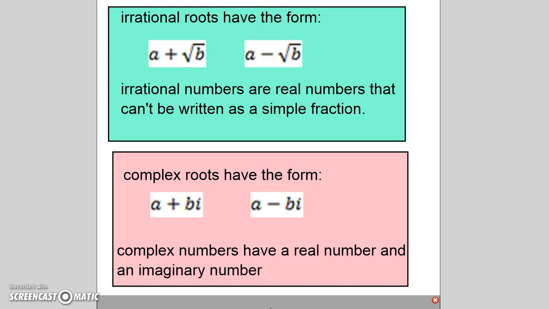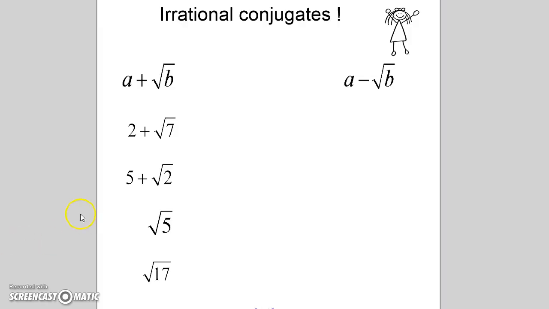Okay, on to the work. We have to figure out what a conjugate is first. So first we're going to look at our set of irrational numbers. Conjugates are simply this: a plus the square root of a number, a minus the square root of a number. They always come in pairs.